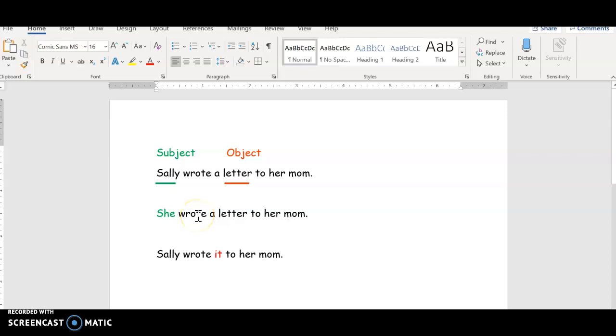She wrote. If I leave Sally here, but I replace my object, letter, with a pronoun, it, we call this an object pronoun because it replaces my object and it comes after my verb. Subject pronouns come before the verb. Object pronouns come after the verb.